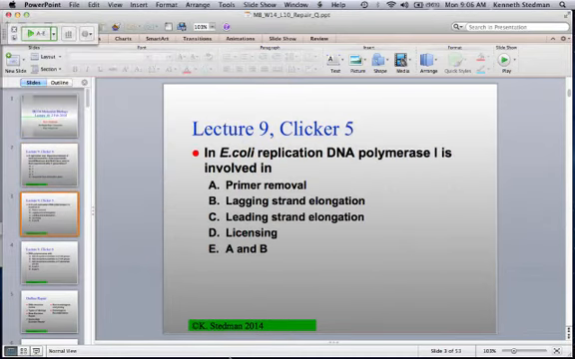Next question. In E. coli replication, DNA polymerase I is involved in primer removal, lagging strand elongation, leading strand elongation, licensing, or A and B.